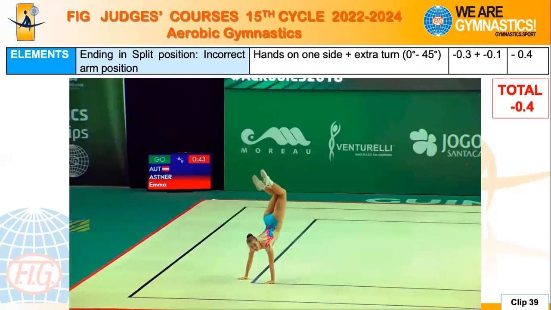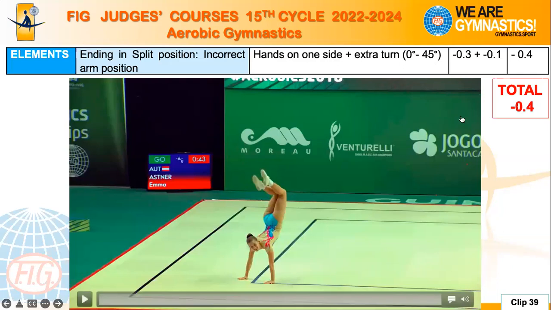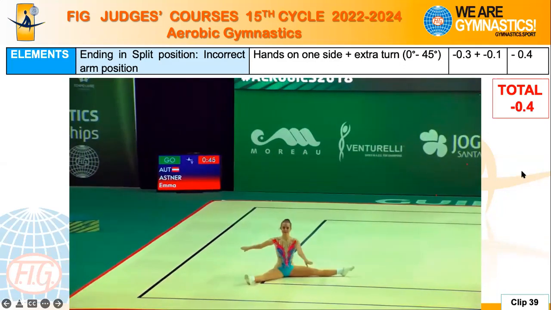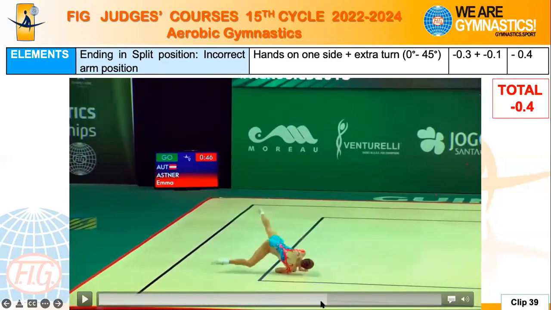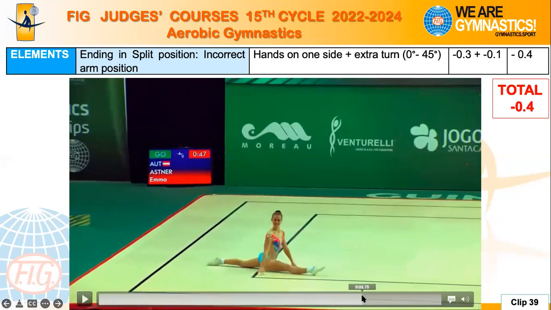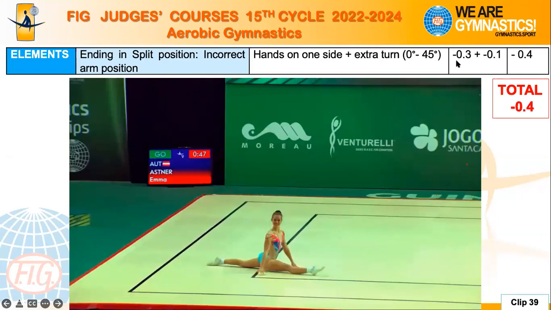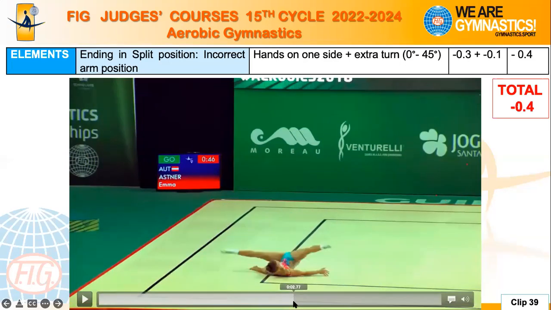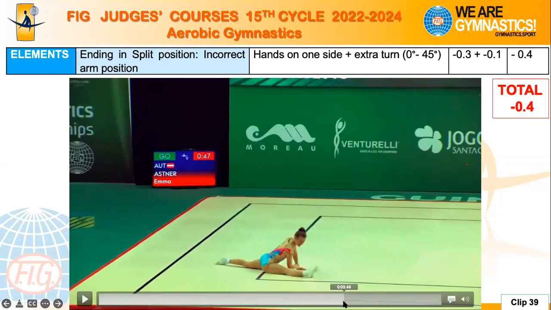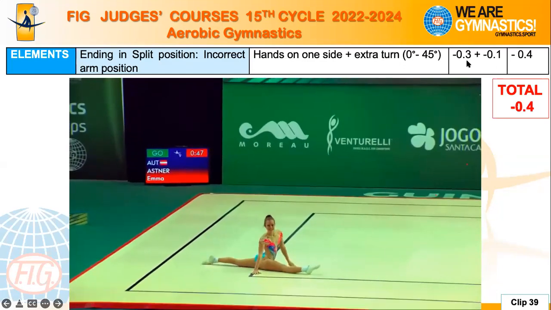Ending in split position, incorrect arm position again. And this one will have hands on one side and extra turn, or incomplete. Well, actually, she's extra. If you notice, when she landed, she had two hands and immediately put them on the other side. This is minor. Medium. The other girl that we showed earlier had both hands on one side only for the end position. That's why it was 0.5. Okay, if you see a landing with two hands on one side and immediately she brings it back, this is medium. And of course, extra turn because she didn't start from that area.